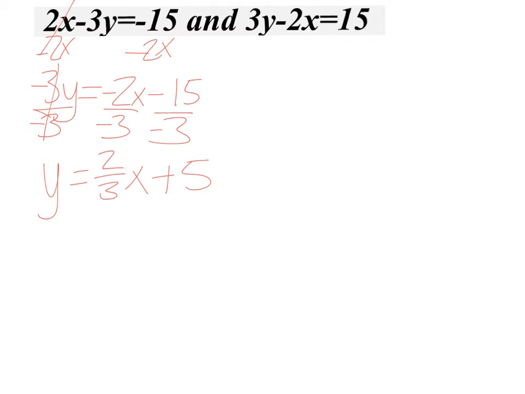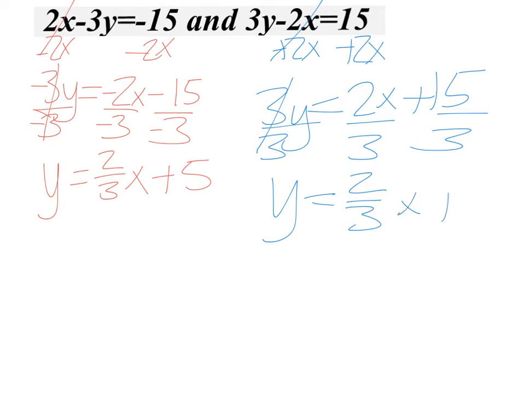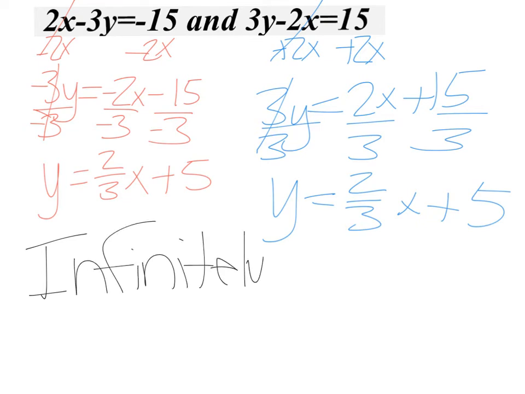For the second one, same thing. I start by moving the x. So this time I'm adding 2x to both sides because it's a minus 2x. So I end up with 3y is equal to 2x plus 15. And then I divide by the 3. So y is equal to 2/3 x plus 5. So what we end up noticing here is that these are actually the same equation, the same slope, the same y-intercept. So that means that these are the same line, or have infinitely many solutions.